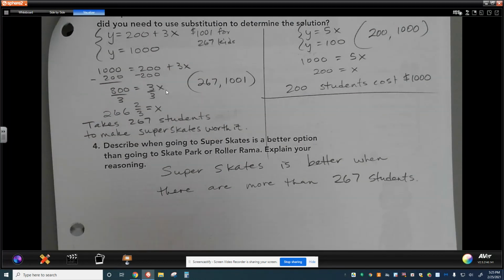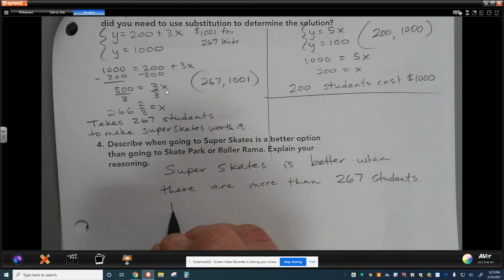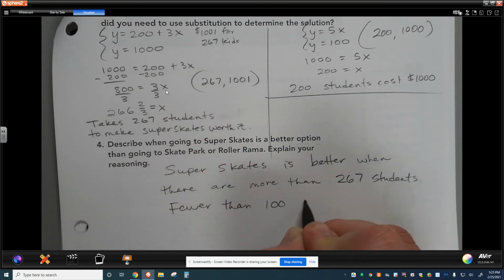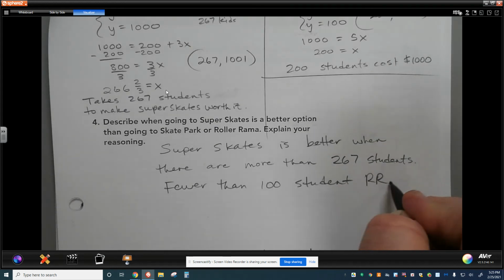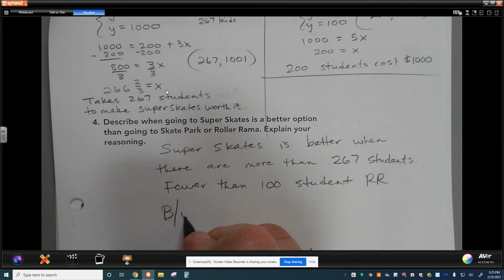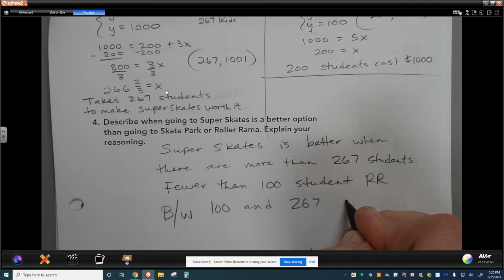But we still want to stay with from 100. I think there's some other values we can look at here. We can say fewer than 100 students, we go back to Roll-A-Rama. And between 100 and 267, we go to Skate Park.